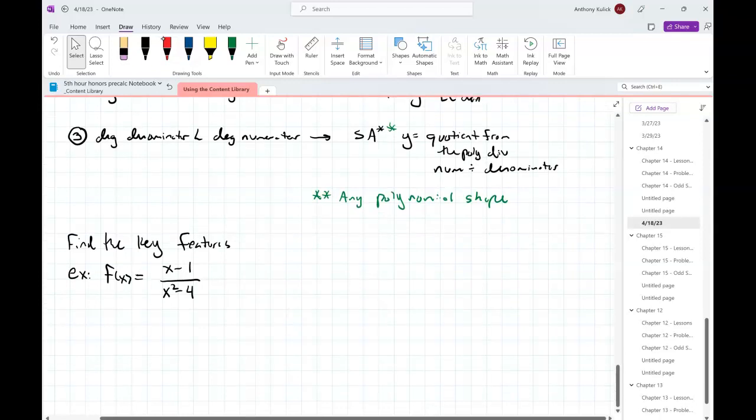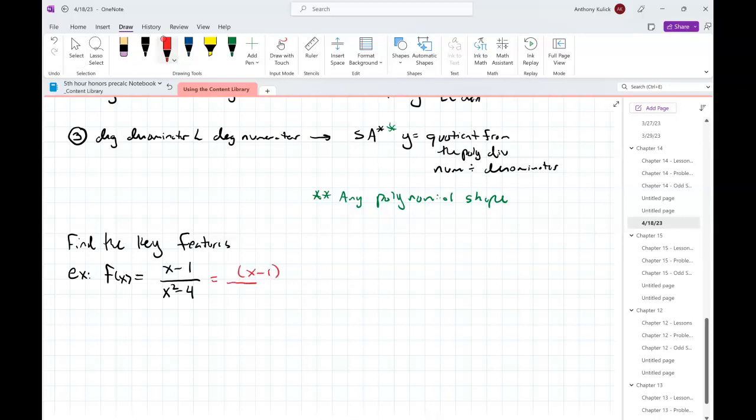So let's say we have (x minus 1) over (x squared minus 4). First thing I would do is factor this to check to see if there's any reducing I can do. Probably you'd know right away that there's not. You could look at it and tell without even having to factor it, but that's usually my first step, just to check.